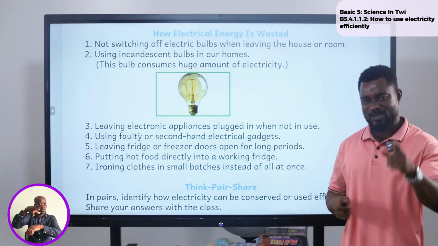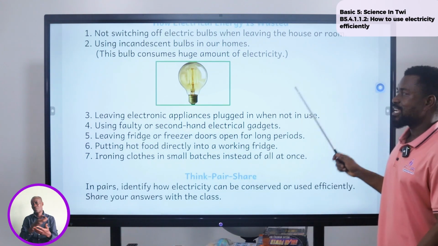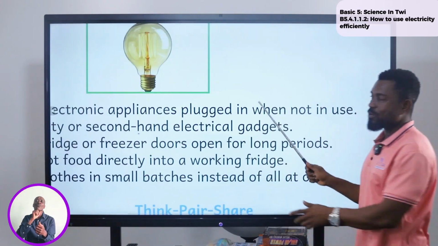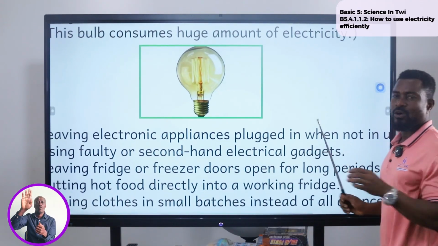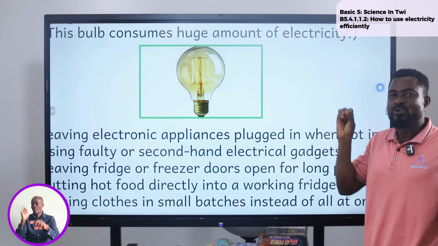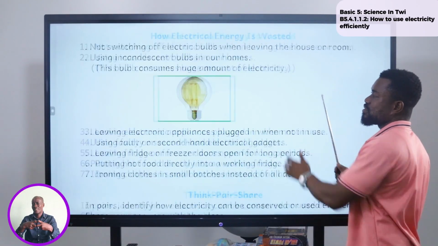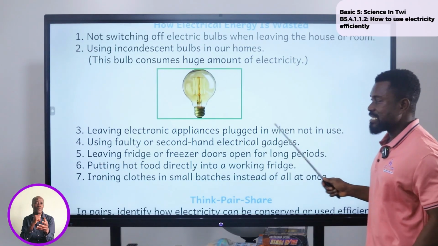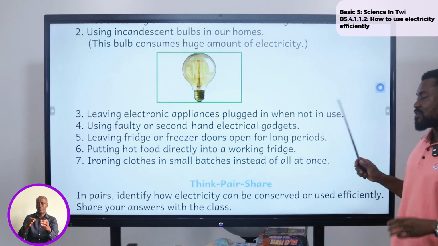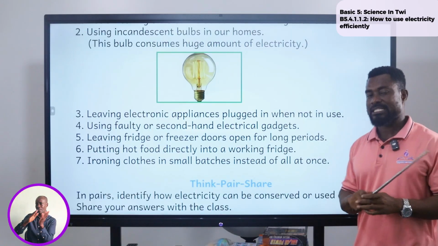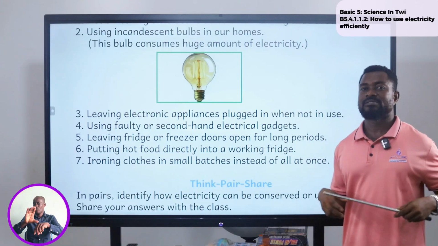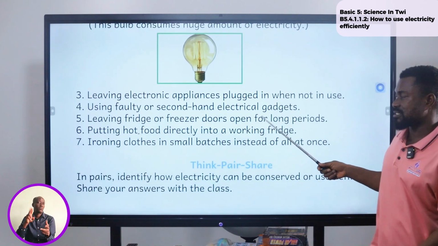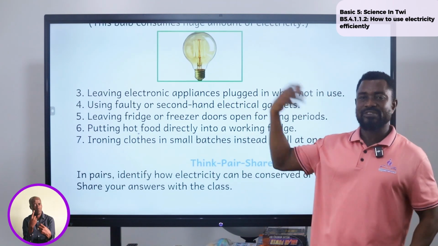Incandescent bulbs waste electricity. If you use such a bulb, it wastes electricity. Leaving electronic appliances on, like a computer, TV set, radio set, also wastes electricity at home. And a second-hand electrical gadget.